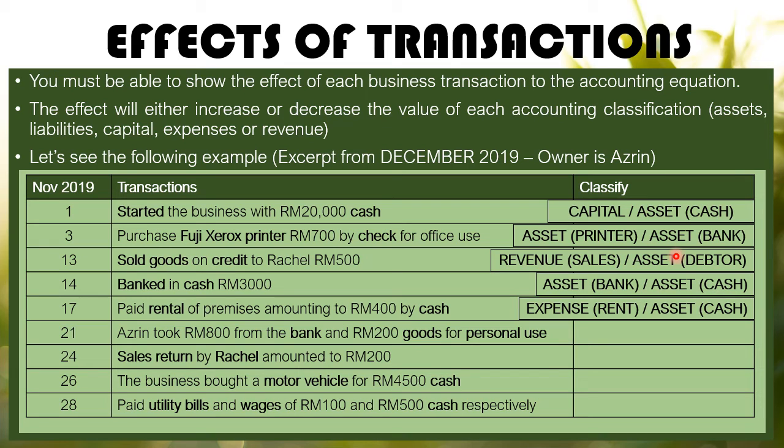Okay, Azrin took 800 from bank and 200 goods for personal use. So Azrin is the owner. So bila dia ambil balik duit daripada bank dan inventory daripada gudang, bermaksud dia tengah buat drawing. Okay. Tapi dia punya classification dia cuma nak asset, liability, capital, expenses dengan revenue saja. So bila ada drawing, kita akan assume drawing mengurangkan kita punya owner equity atau mengurangkan capital kita.